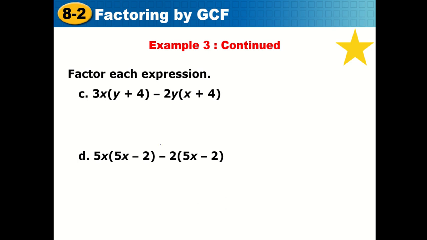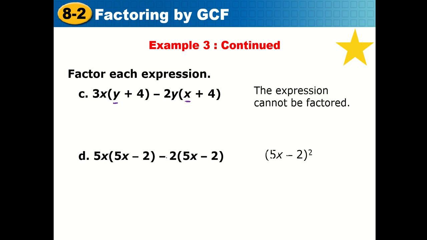Okay, so here's a couple more. So pause the video and try these. Okay, so hopefully in this one you saw that there's a y here and an x here, which means you can't factor these two. So this one can't be factored. And this one here, you can take out the 5x minus 2, and then you're left with 5x minus 2. So this one is 5x minus 2 squared. If you put 5x minus 2 times 5x minus 2, I'm fine with that too.